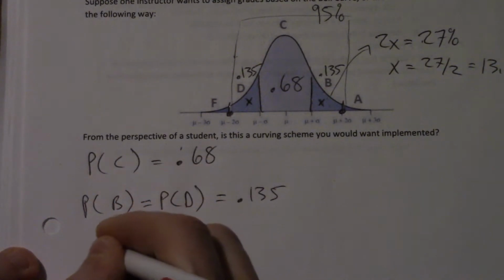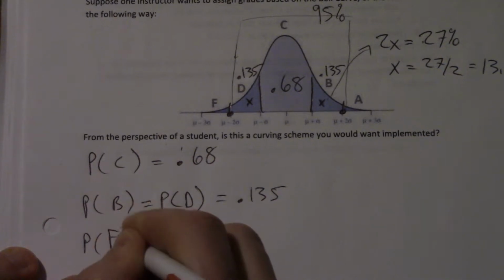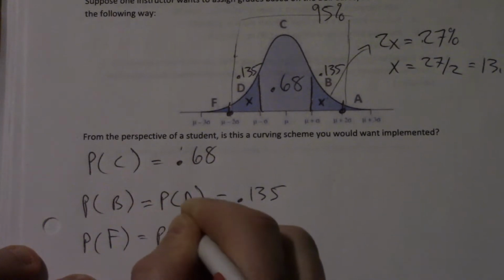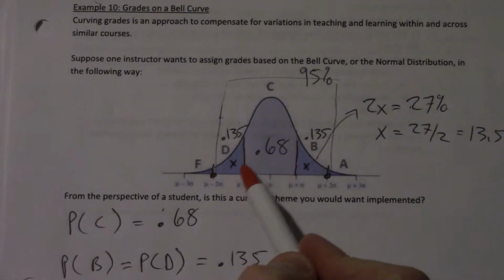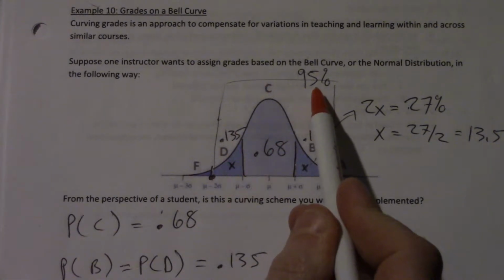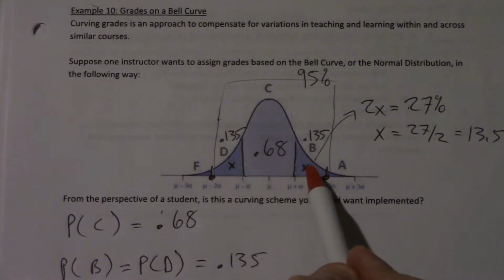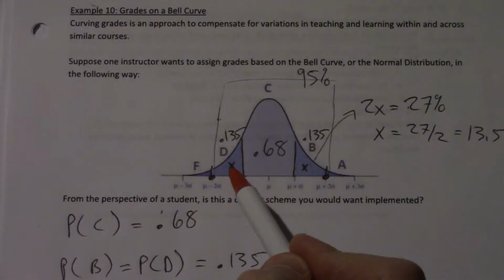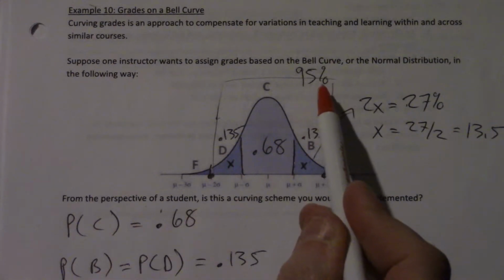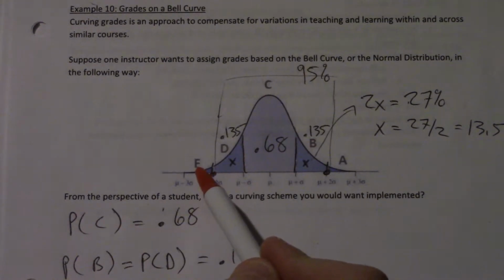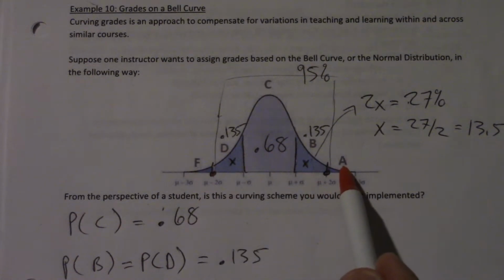Now finding the remaining probabilities isn't too bad, I don't think, because we know that so far we've used up 95% of students between B, C, and D. So that means all that's left are 5% of students. Some of them will get an F, some of those will get an A.